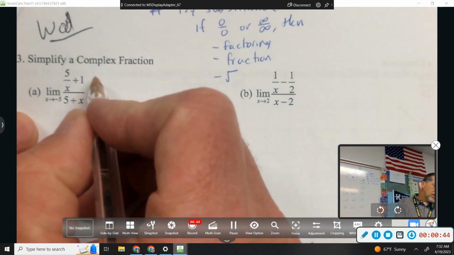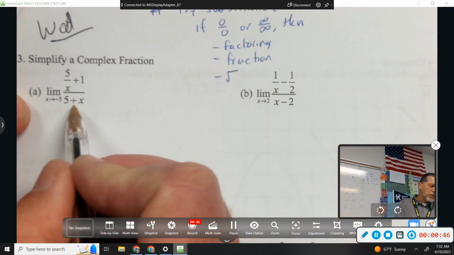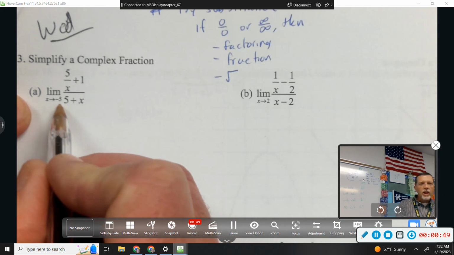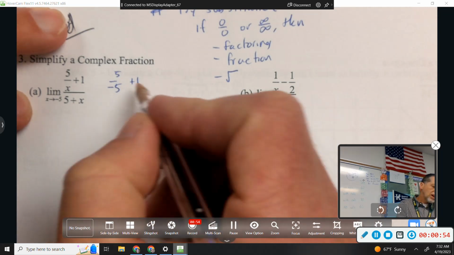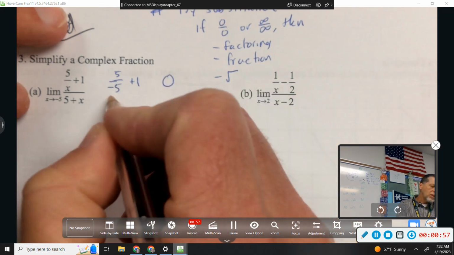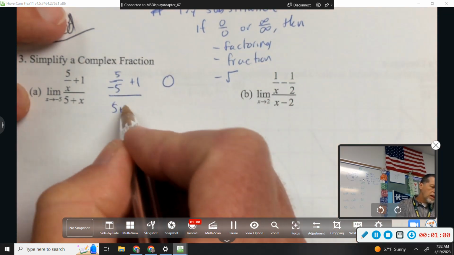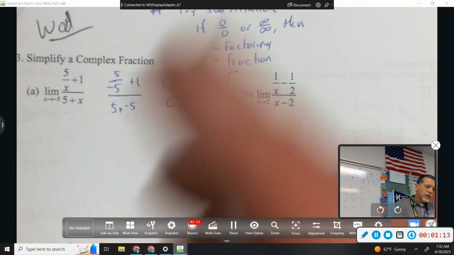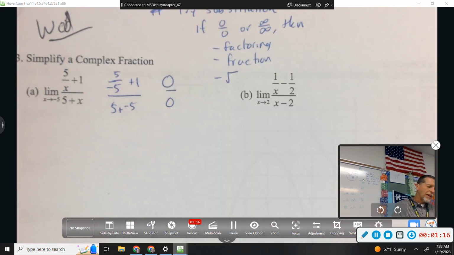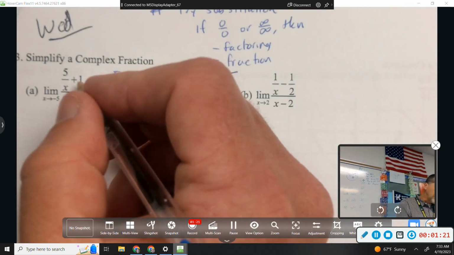So let's start with substitution, even though we're pretty sure this isn't going to work. If I substitute negative 5 over negative 5 plus 1, that'd be negative 1 plus 1 is 0. And 5 plus negative 5 is 0. And remember, I'm careful not to say it equals 0 over 0, because it can't equal 0 over 0. It's got to equal something else. So I don't want to say equals, but I do want to get there so that I know I have to try something else.